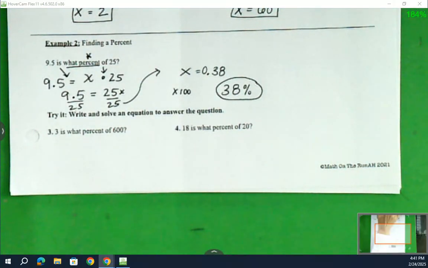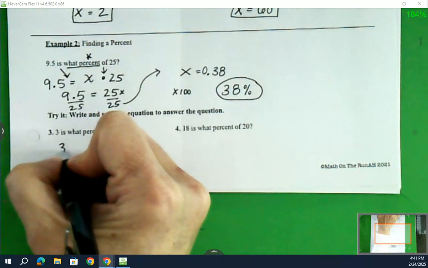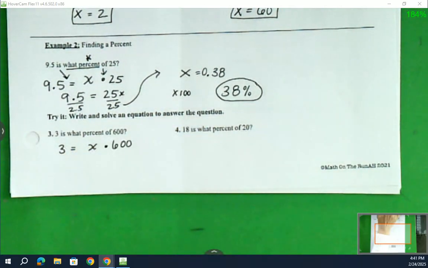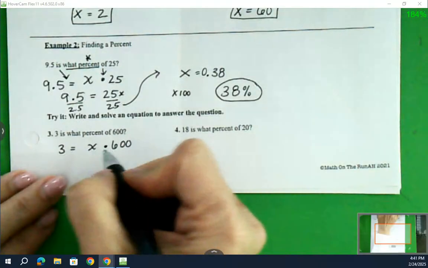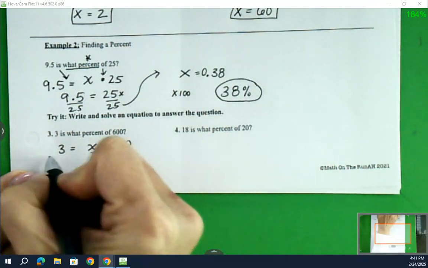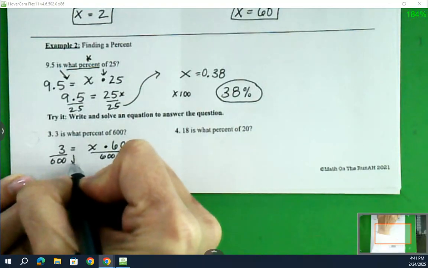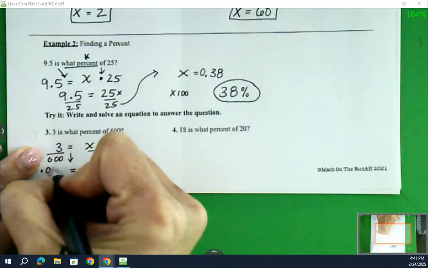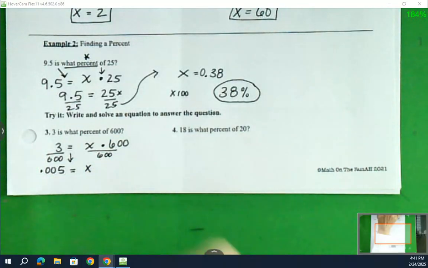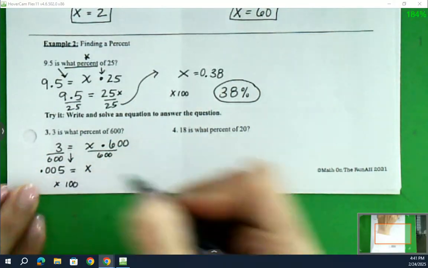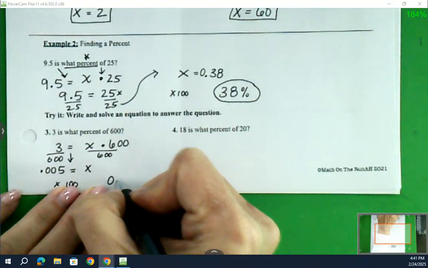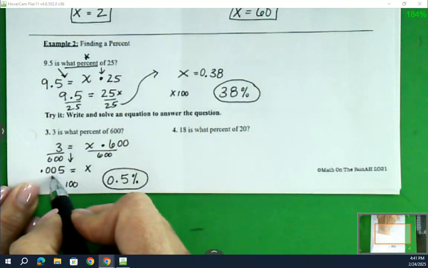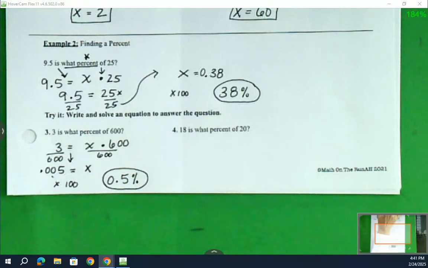Okay, taking a look at number 3, we have 3 is what percent of 600? Well, x is being multiplied by 600, so to undo that, we're going to divide both sides by the 600. X is equal to 0.005. We're going to multiply that number by 100, and we get 0.5%, changing our decimal answer to a percentage.